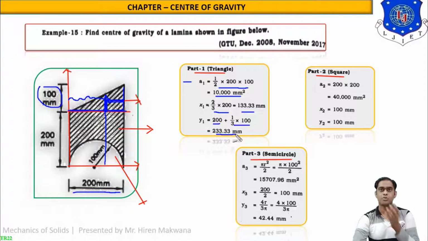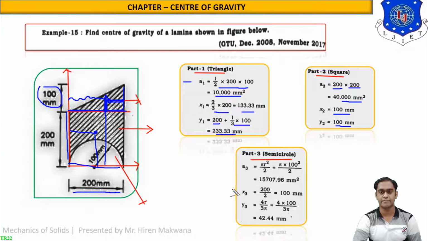Now for part number 2, the square. The CG of a square, you must know, is at the midpoint. So it is 100 mm from the left side and 100 mm from the bottom, as the height and width are both 200. So the answer will be 100 mm for the square's x2 and y2. What is the area? Length into width, 200 cross 200, 40,000 mm square.